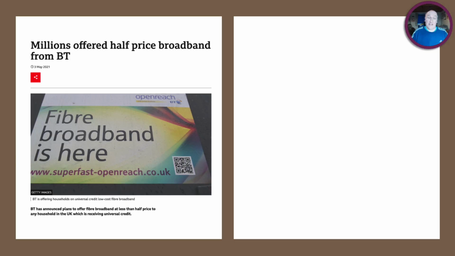Social tariffs are in the news at the moment. BT, a couple of years ago now, announced plans to offer fibre broadband at less than half price to households receiving universal credit. During the cost of living crisis, there's been a lot of debate about whether utilities, energy companies, water companies, telecoms and so on should be bringing in social tariffs where the monthly fee or the subscription is lower for perhaps families on social benefits, welfare benefits.